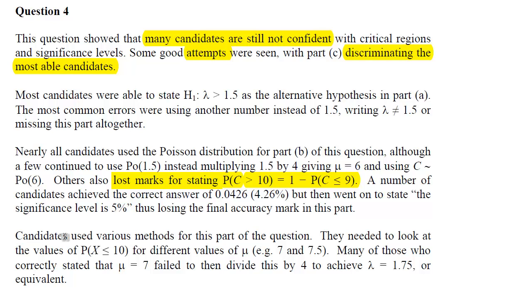Candidates used various methods for this part of the question. They needed to look at the value of X less than or equal to 10 for different values of lambda, the mean, and it should be 7. Many candidates wrote the answer 7, but they forgot that it has to be per hour. So you have to divide by 4, 7 by 4. Many people couldn't do this, so it's all right. So you have an idea now how to do this.